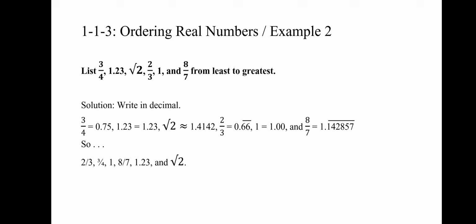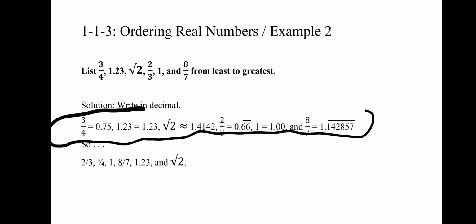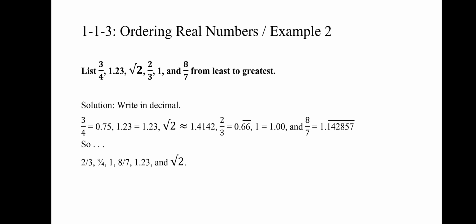So, order 3/4, 1.23, square root of 2, 2/3, 1, and 8/7 from least to greatest. So, here is what they are equal to. So, 2/3, 3/4, 1, 8/7, 1.23, and square root of 2 is what it technically is in order.